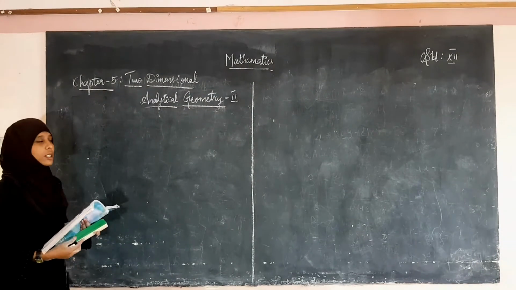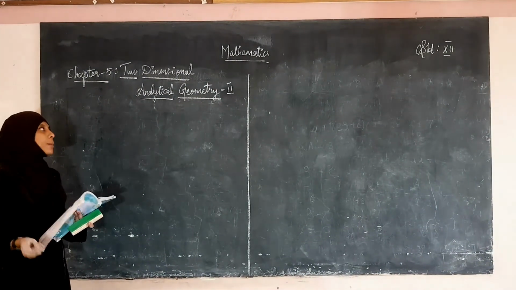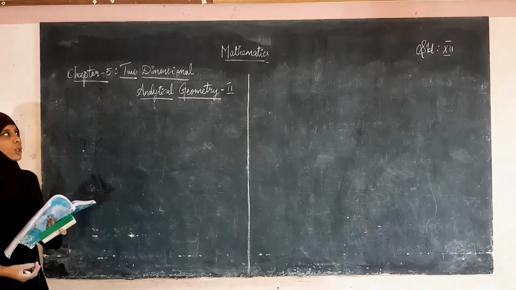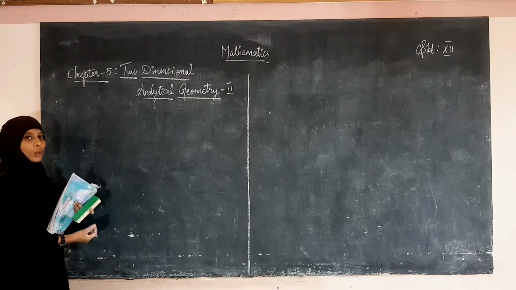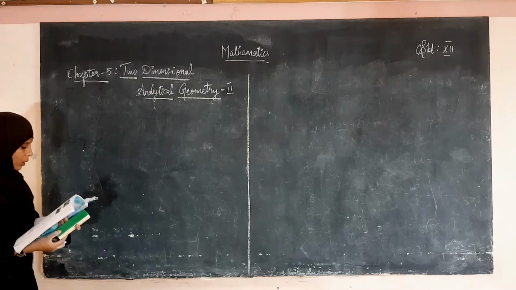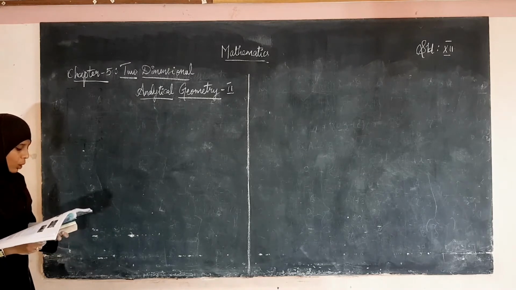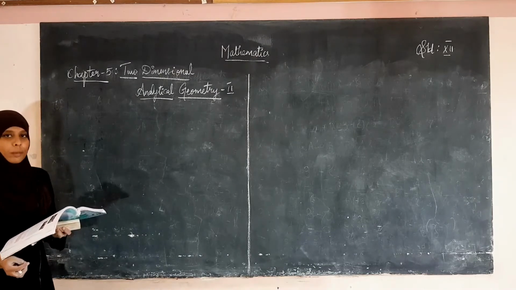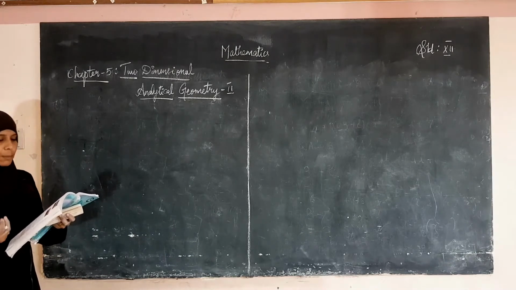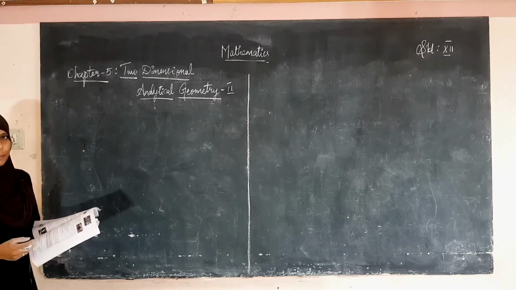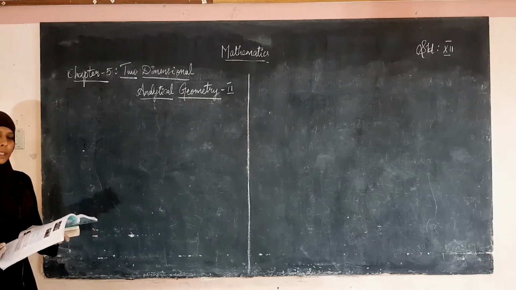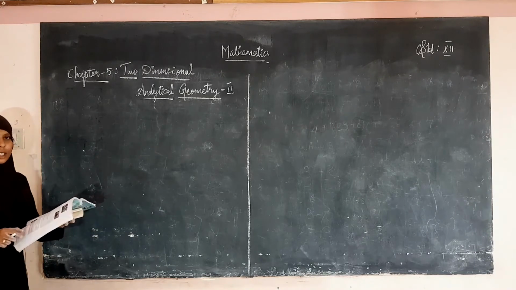So in this class we are going to enter into the new chapter, that is chapter 5, two dimensional analytical geometry 2. 2D analytical geometry 1 you have learnt in your 11th standard. So this is the continuation of that. You know that the analytical geometry of 2 dimensions is used to describe geometrical figures such as point, line, circle, parabola, ellipse and hyperbola. This is what we are going to learn in this chapter, that is the characteristics, the center, the radius, everything about these 2D objects.